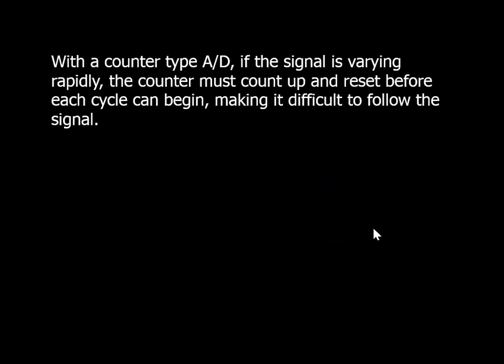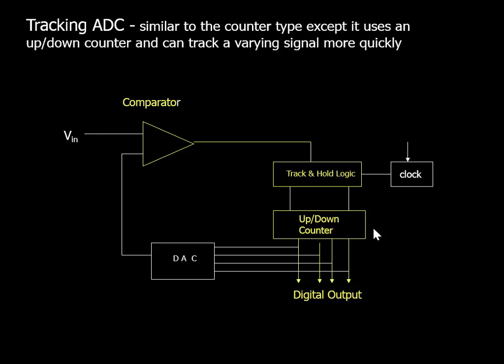Varying rapidly, count, reset. Now there are other types, tracking, that use an up and down counter that will keep track of where it was at the last time and count down or count up depending on what direction it thinks it's going to go. So we don't start at 0, we start where we were last time, and we'll count down. If we realize we're going the wrong direction, we start counting up. So we can use that with a tracking A to D. It's a little bit faster, it requires a little bit more logic.